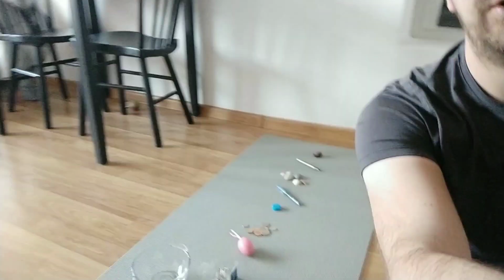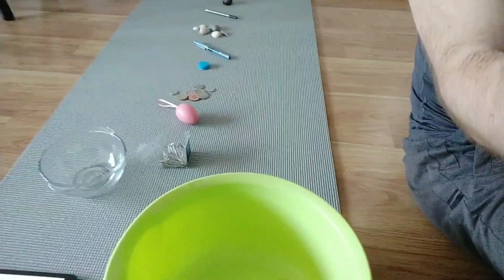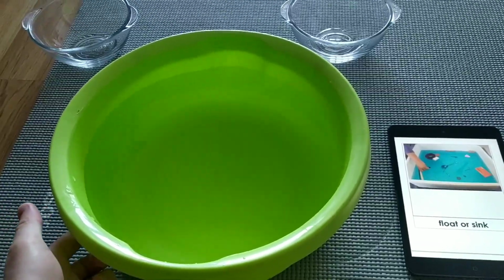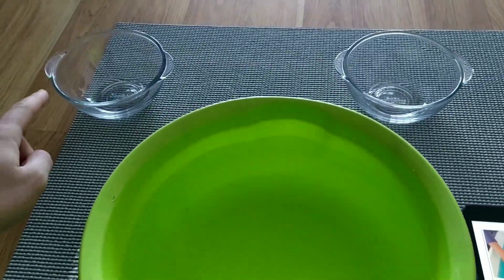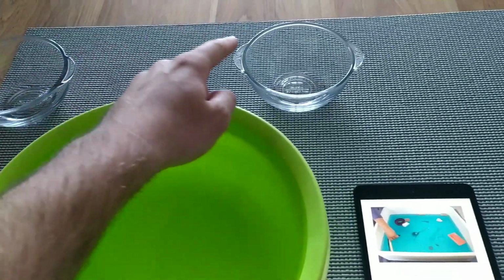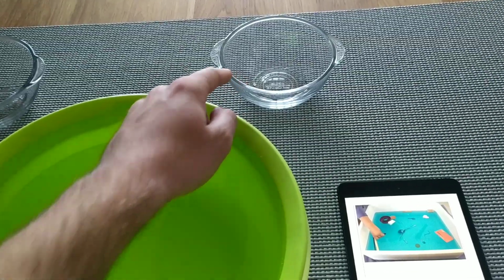Hello everyone. Today's lesson we are looking at float or sink. So we're going to take different objects and see what happens when we drop them in water. So we have the objects here. And now we need to fill up the bowl of water. Now I'm ready with the bowl of water and I have two bowls. This one is for float and this one is for sink.